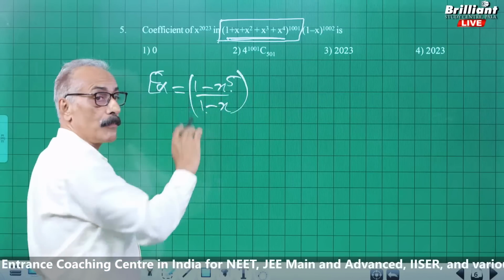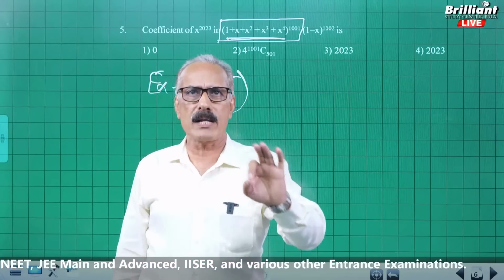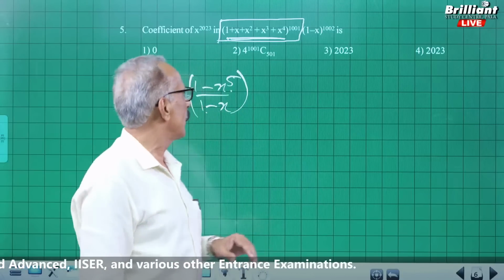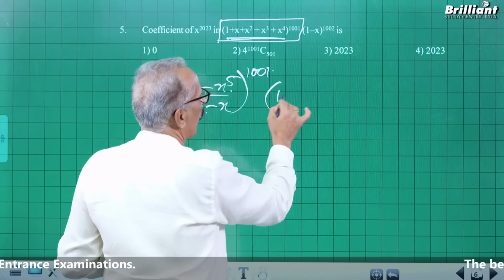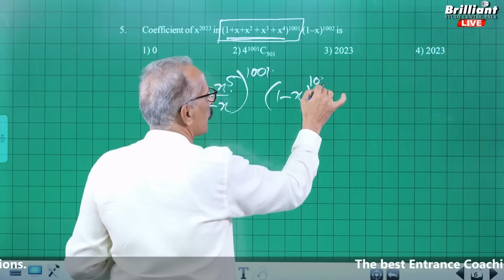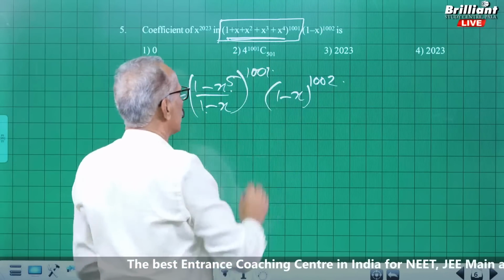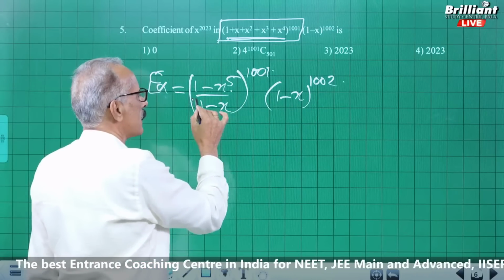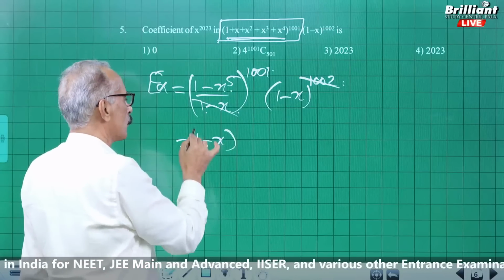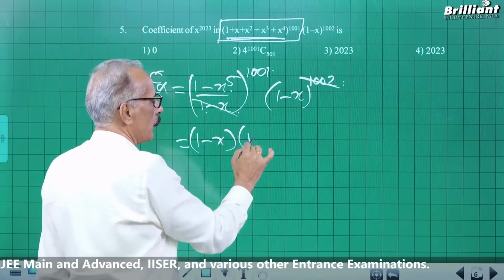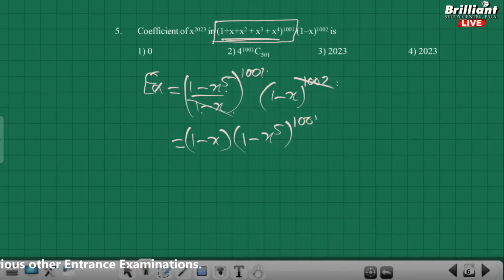Which formula have I applied? Sum to 5 terms of a GP, a into (1 minus r raised to n) divided by (1 minus r). The whole is raised to 1001, into (1 minus x) to the power 1002. This is raised to 1001, this is raised to 1002. That part will be cancelled, and you get (1 minus x) to the power 1 into (1 minus x raised to 5) to the power 1001. And you got the answer.